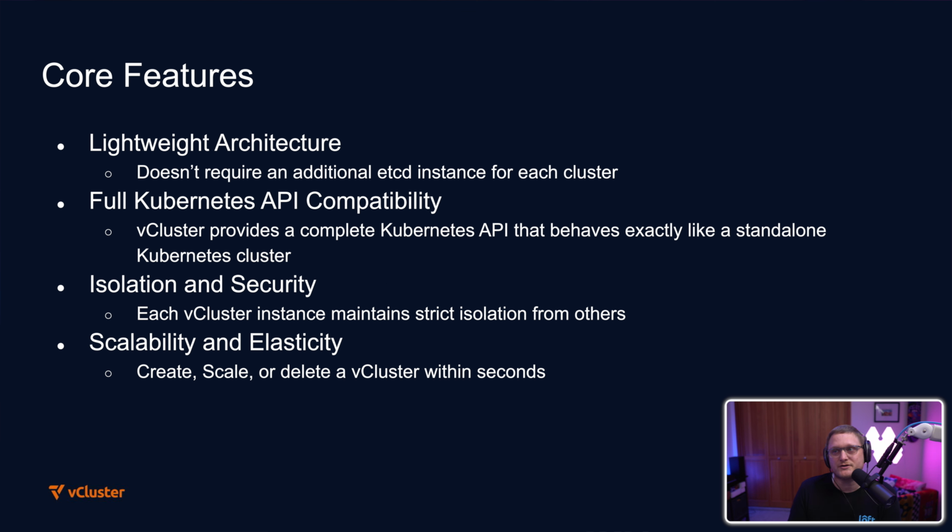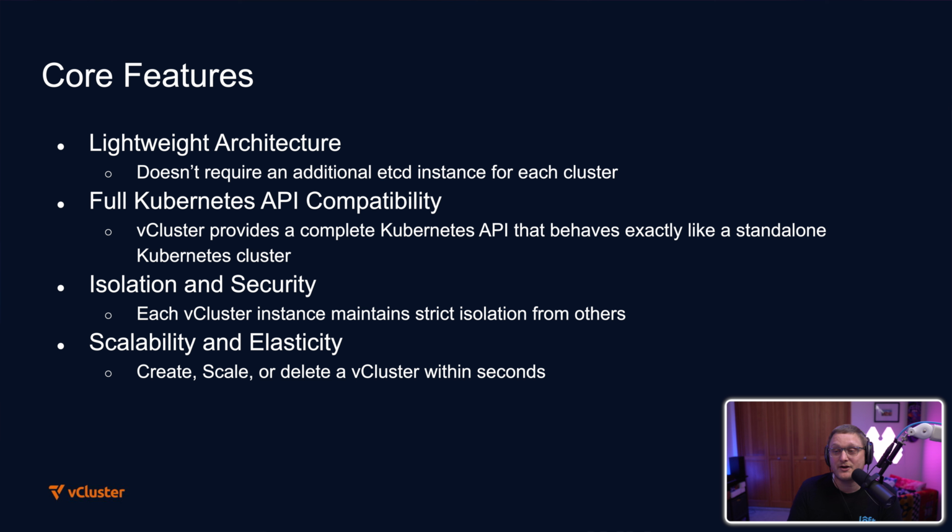So what are some of the core features? Lightweight architecture. It doesn't require an additional etcd instance for each cluster, which can save you a lot of space and keep you from having to configure your own etcd for each one. You can run it in SQLite and other databases. It has full Kubernetes API compatibility. vCluster provides a complete Kubernetes API that behaves exactly like a standalone Kubernetes cluster.